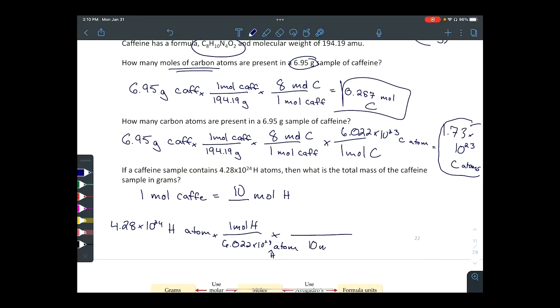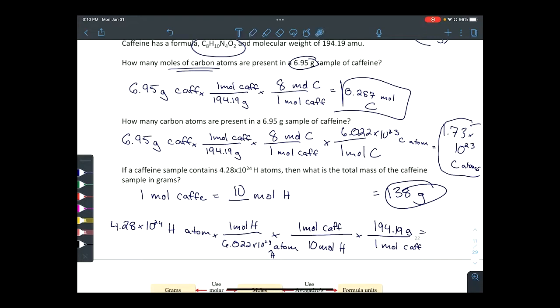So 10 moles of hydrogen is 1 mole of caffeine. And now that I'm in moles of caffeine, I can just use the molar mass that we have for caffeine. So 1 mole of caffeine will tell me the mass of the whole thing. So 194 grams within there. Okay, and so my answer here is 138 grams of caffeine.